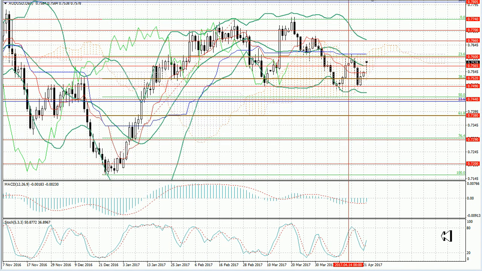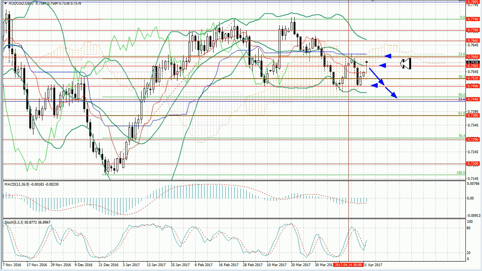Last week, the Australian dollar versus US dollar pair tested the level of 0.7490 again and didn't cross it. At the moment, price is around the middle line of Bollinger Bands near the level of 0.7565. In case of the breakdown, the price can go to the levels of 0.7490 and 0.7440.